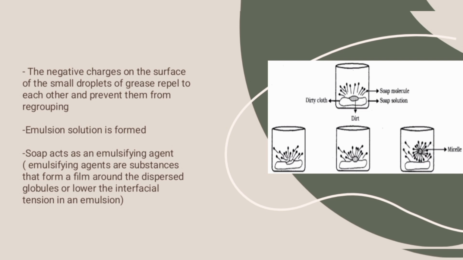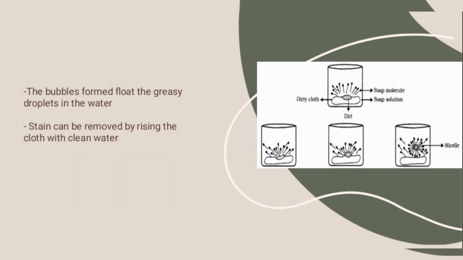An emulsion solution is formed. Soap acts as an emulsifying agent. Emulsifying agents are substances that form a film around the dispersed globules or lower the interfacial tension in an emulsion. Other than that, the bubbles formed float the greasy droplets in the water. The stain in the cloth can be removed by rinsing the cloth with clean water.